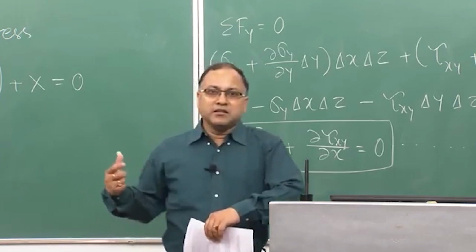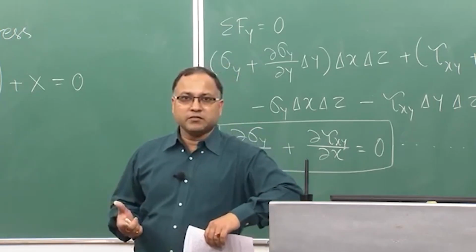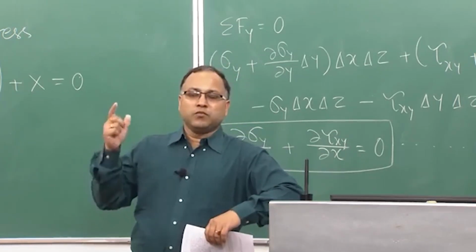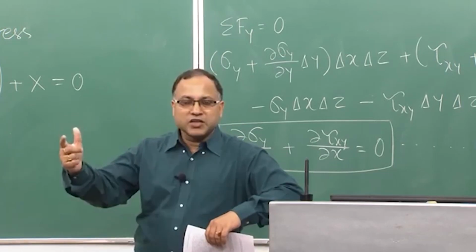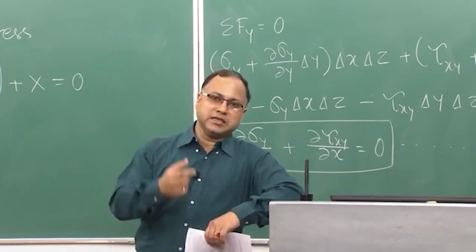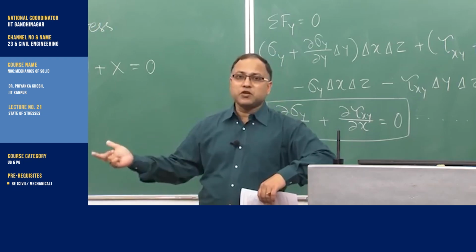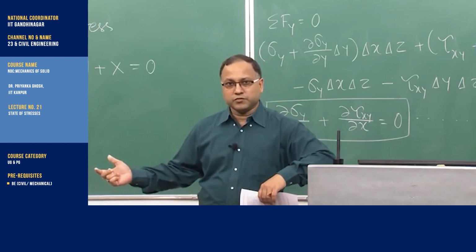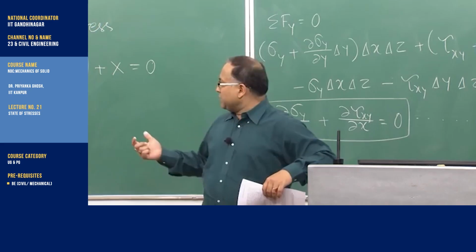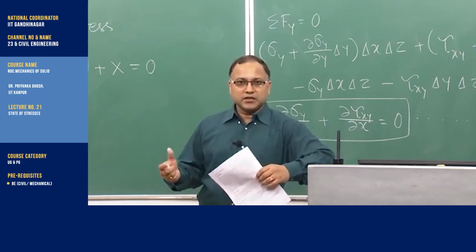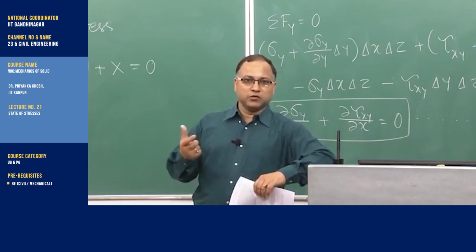So, you will get 3 equilibrium equations by considering force equilibrium along the x direction, along the y direction and along the z direction. That means summation of Fx equal to 0, summation of Fy equal to 0 and summation of Fz equal to 0. We are not going to derive that, so you can derive it on your own.